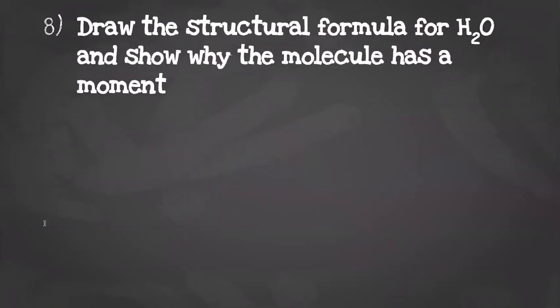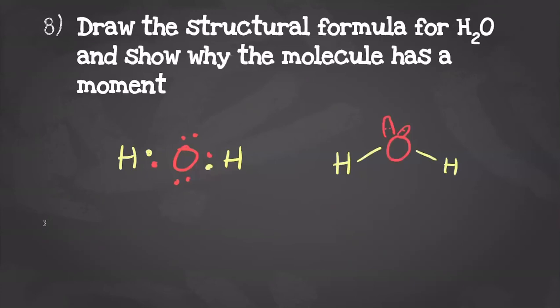For question 8, we have to draw a water molecule and show why it has a dipole moment. Now, if we draw the dot structure, it's not going to be much help. We have to look at the molecule in 3D. When we look at how the electrons are being shared, these are going to be pulled from the oxygen with the same force in the same direction, so they're going to cancel each other out.